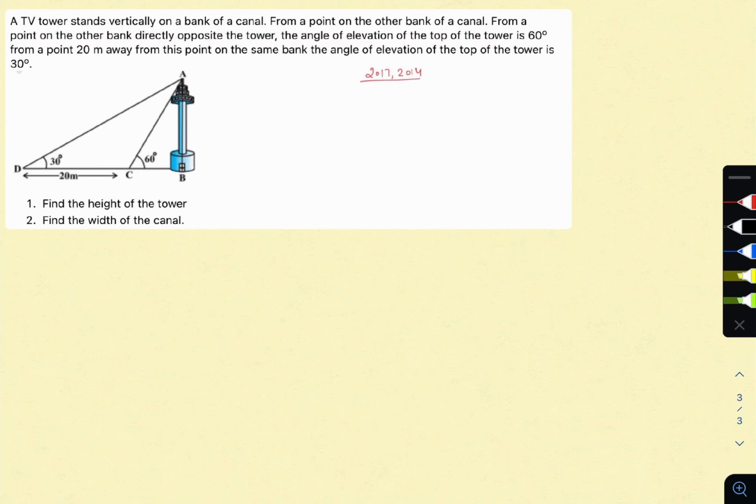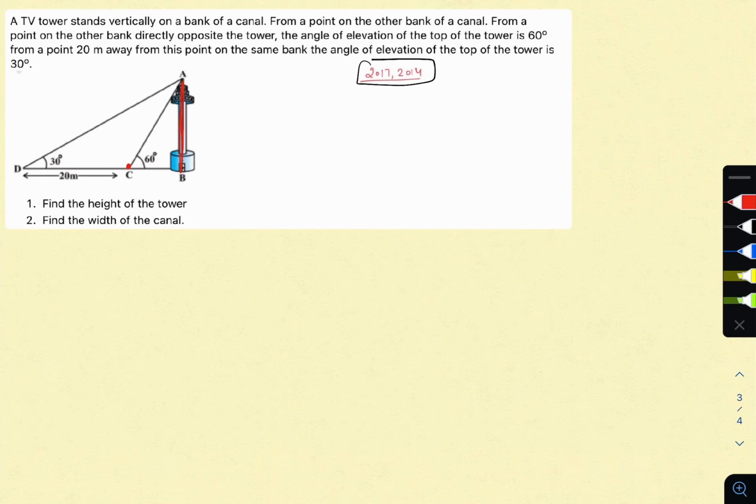Now move to the next question here. This question already came in the years 2014 and 2017, and this is also a very good question. Here it is given: a TV tower stands vertically on a bank of a canal. This AB here represents the TV tower. From a point on the other bank directly opposite to the tower, maybe this is C in this figure, the angle of elevation of the top of the tower is 60 degrees. So yes, we are right, this is the point on the opposite bank of the river.